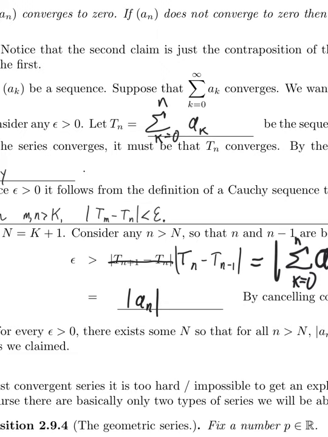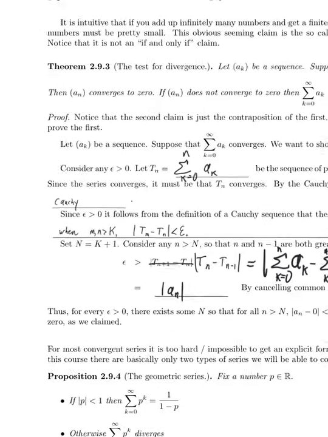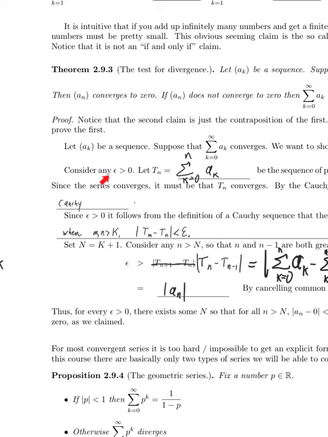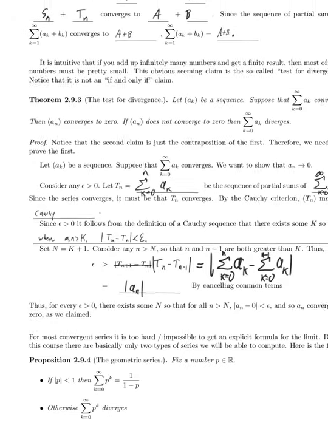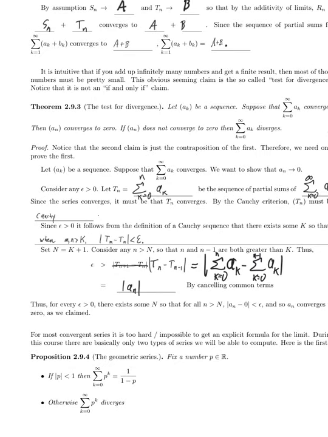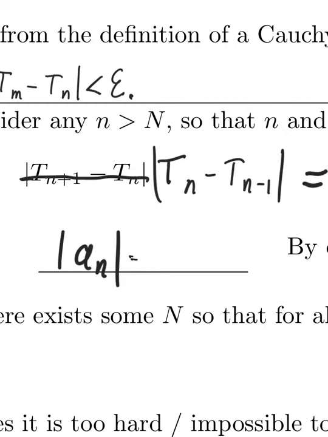So what have we done? We started out the proof by considering any epsilon bigger than 0, so we've proven something is true for every epsilon bigger than 0. We came up with a choice of big N, using the fact that T_n is Cauchy. We considered any little n bigger than big N, and we showed that a_n is less than epsilon, but a_n is, of course, equal to the absolute value of a_n minus 0.